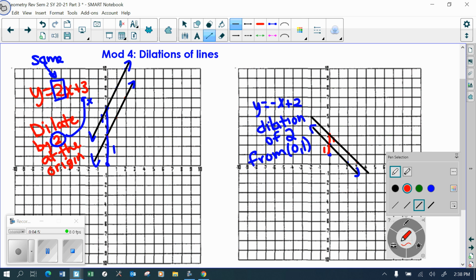Okay, so the new line's equation, again, is always parallel. So it is y equals negative x plus 3. Okay, so that's dilations of lines.